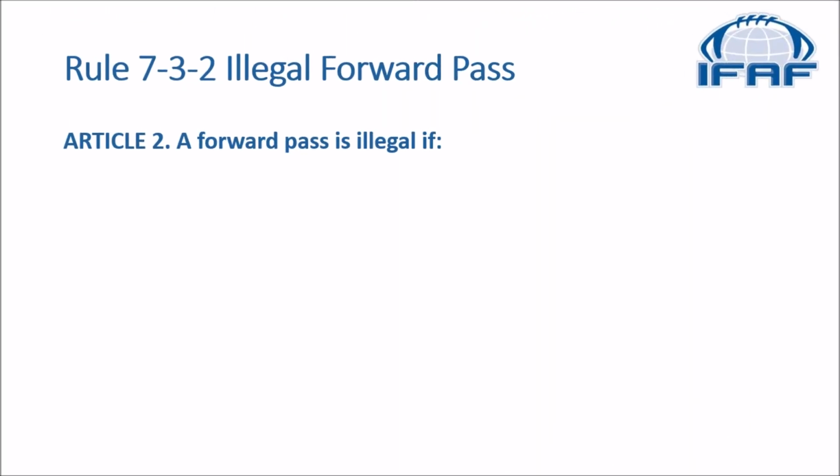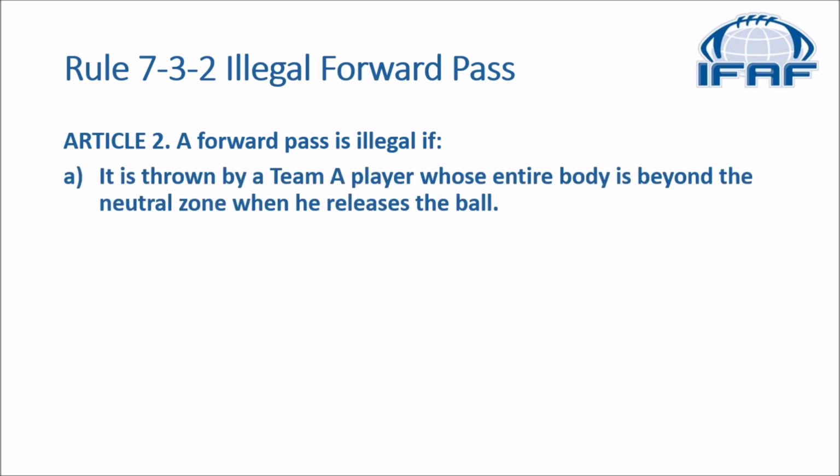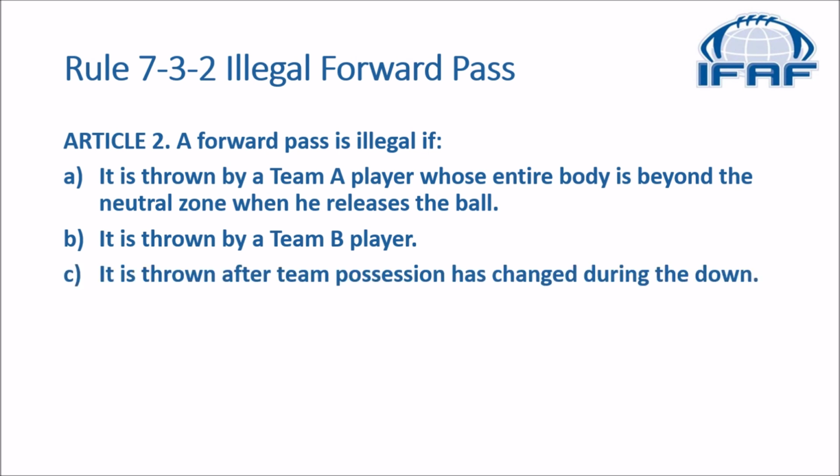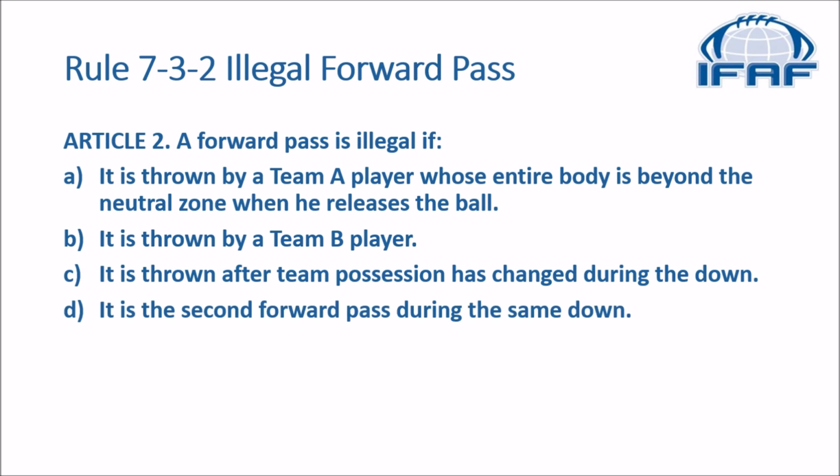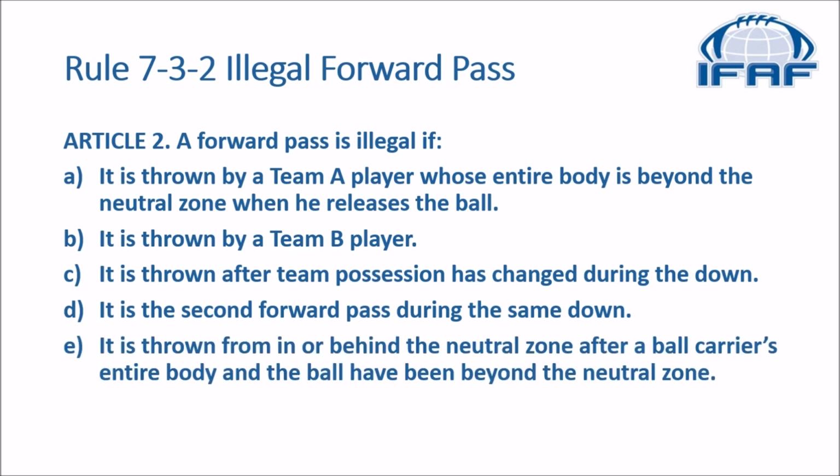In Rule 7-3-2, illegal forward pass, it says a forward pass is illegal if: A, it is thrown by a Team A player whose entire body is beyond the neutral zone when he releases the ball; B, it is thrown by a Team B player; C, it is thrown after team possession has changed during the down; or D, it is the second forward pass during the same down; E, it is thrown from in or behind the neutral zone after a ball carrier's entire body and the ball have been beyond the neutral zone.